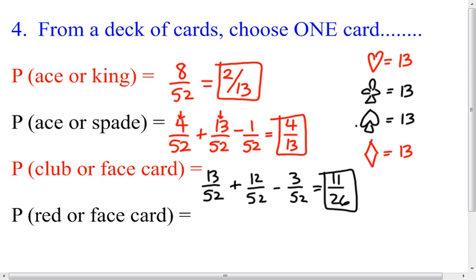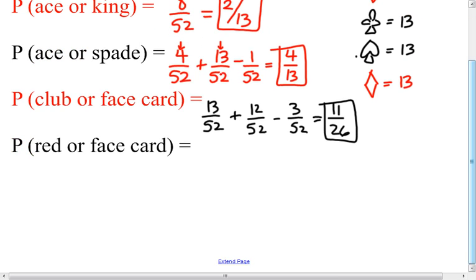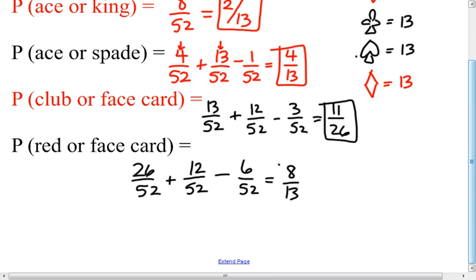Okay. And then lastly, a red card or a face card. There are 26 out of the 52 cards that are red. We've already talked about how there's 12 face cards, a jack, queen, and king of each suit. So 12 out of 52 cards that are face cards. And then you need to take the red face cards that are overlapping each other out of there. So there's a jack, queen, and king of hearts and a jack, queen, and king of diamonds that are red. So you need to take those 6 out of 52 cards out of there because you've counted them twice. And that gives you 8/13.